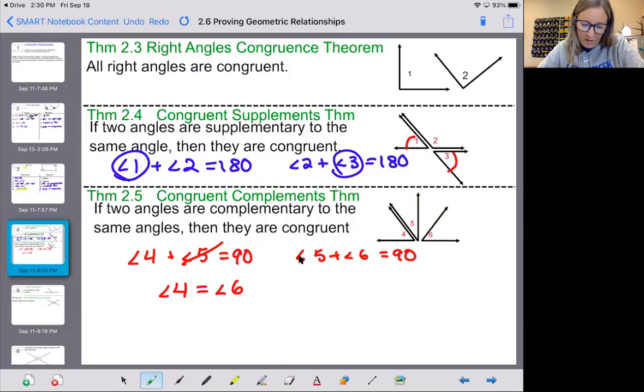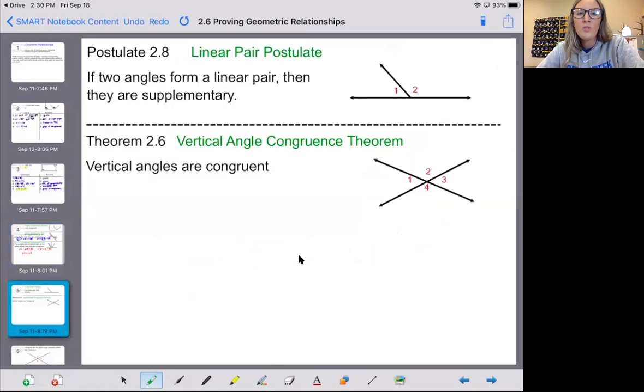Next, we have the linear pair postulate. This says if two angles form a linear pair, then they are supplementary. This is something that we've talked about in the past because, of course, any straight line is 180 degrees. They must end up being supplementary.